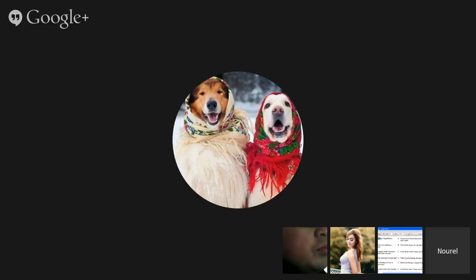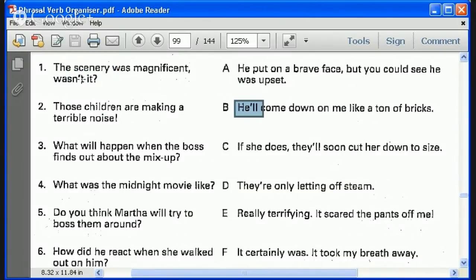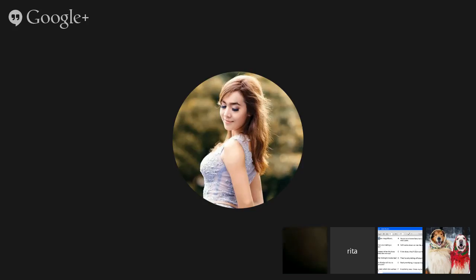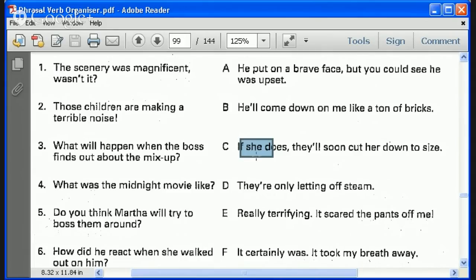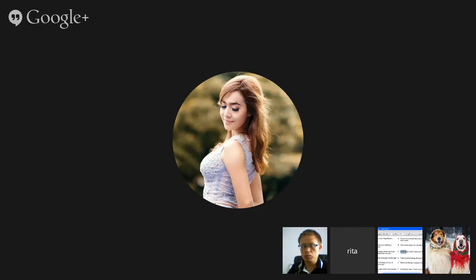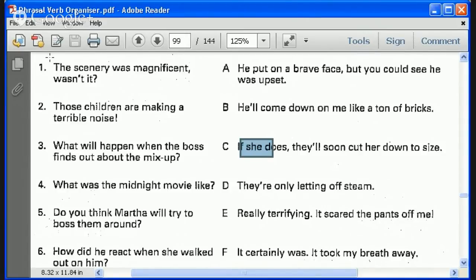Well, no, because the scenery isn't a he. The scenery is neutral. Well, now we've got she. So I guess a... No. See, we've got to match the answer, the subject pronoun in the answer has to match the subject pronoun of the initial question or statement. So the scenery is it.